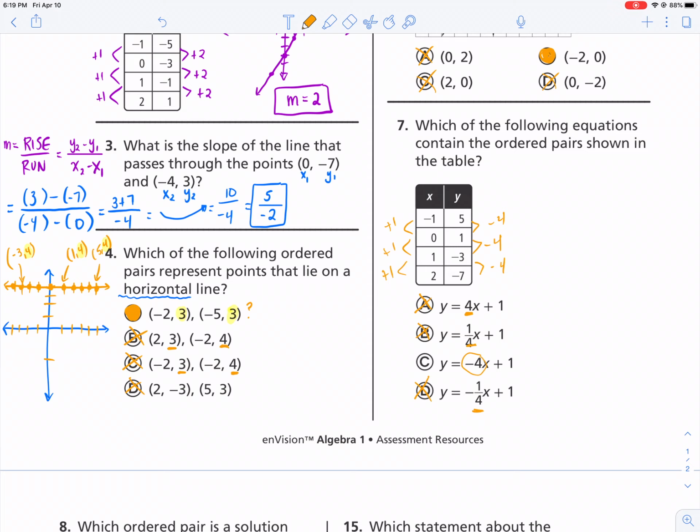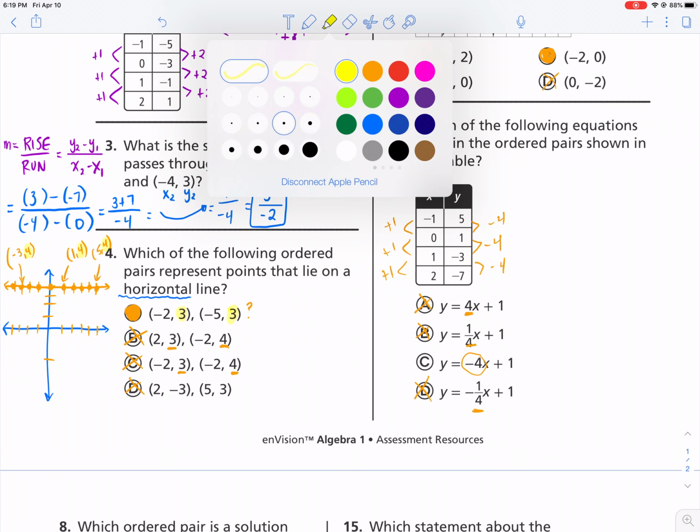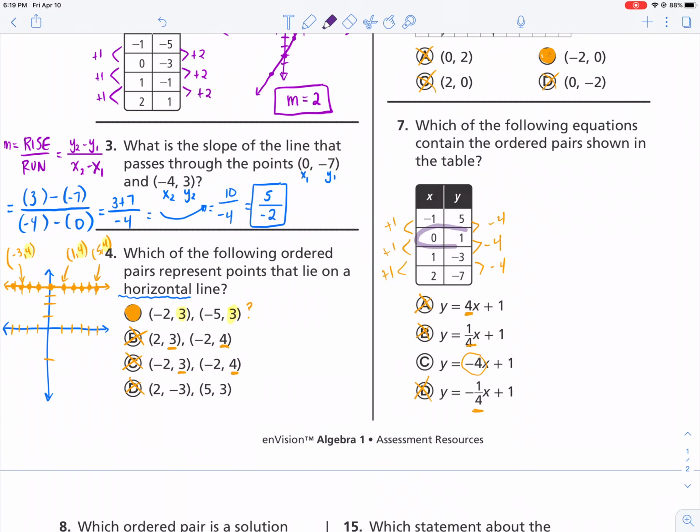And a good way to check for our B value is whatever our 0 is, remember that's our y-intercept, that's going to be our value of B. So in this case it's 1, which matches what we have here. So in this case, we're going to end up with C.